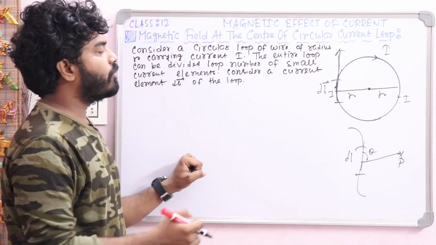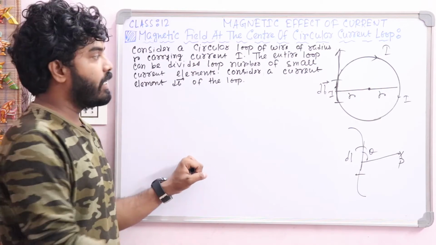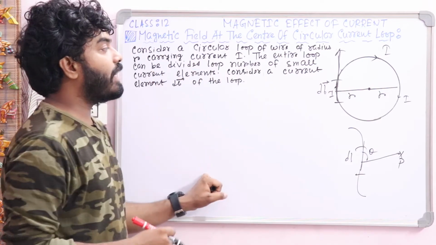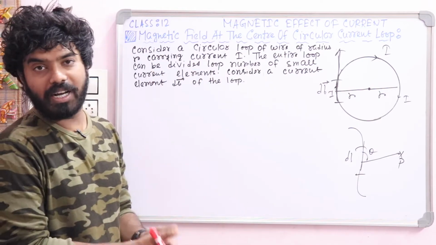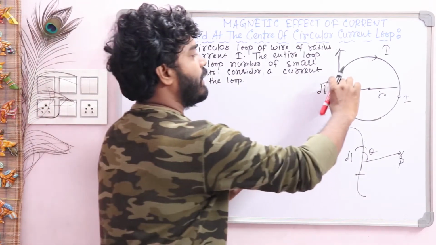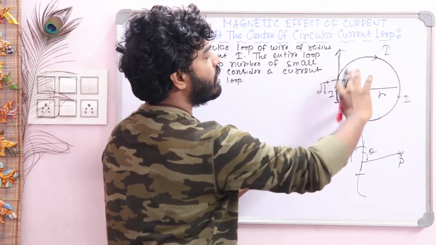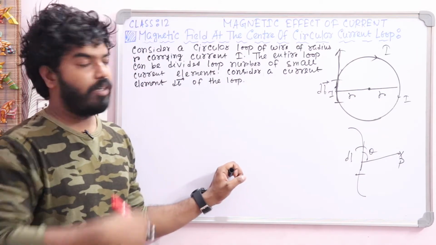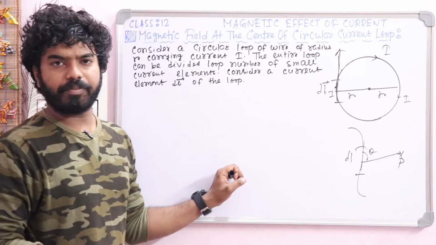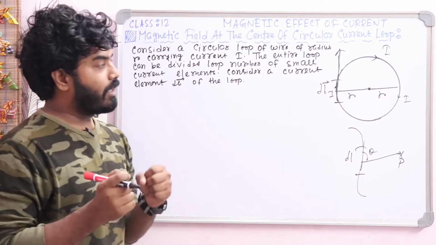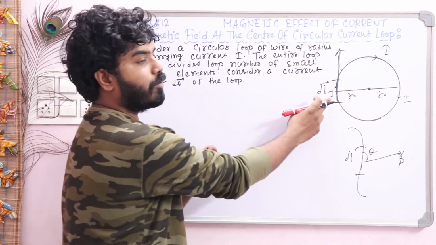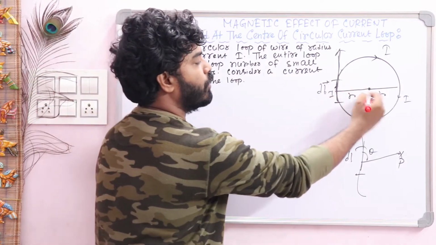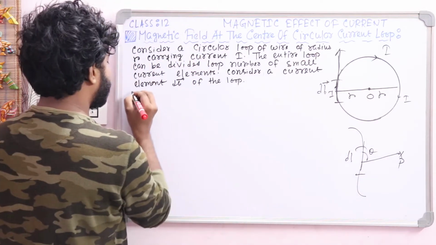Consider a circular loop of radius R carrying current I. Now the entire loop can be divided into a large number of small current elements, del L, del L, del L. Like this way we will find out the total magnetic field for this entire loop. So first of all you find the magnetic field due to this del L portion at the center O. So write it according to Biot-Savart law.